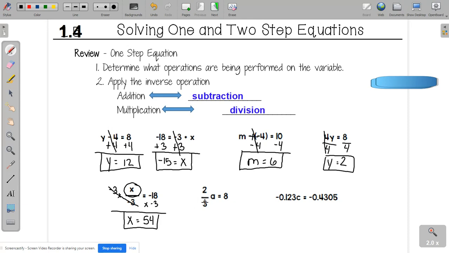We have 2/3 a equals 8. So this is 2/3 times a. Opposite of multiplication is division. But we cannot divide fractions. We have to multiply by the inverse. So we are going to multiply both sides by 3/2.